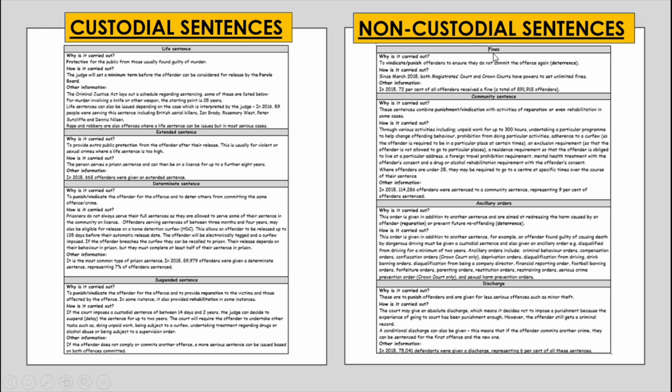Firstly, we have fines. These are to punish offenders to ensure that they do not commit the offences again, a form of deterrence. Since March 2015, both magistrates' courts and Crown courts have powers to set unlimited fines. Community service. Why is it carried out? These sentences combine punishment with activities of reparation or even rehabilitation in some cases.